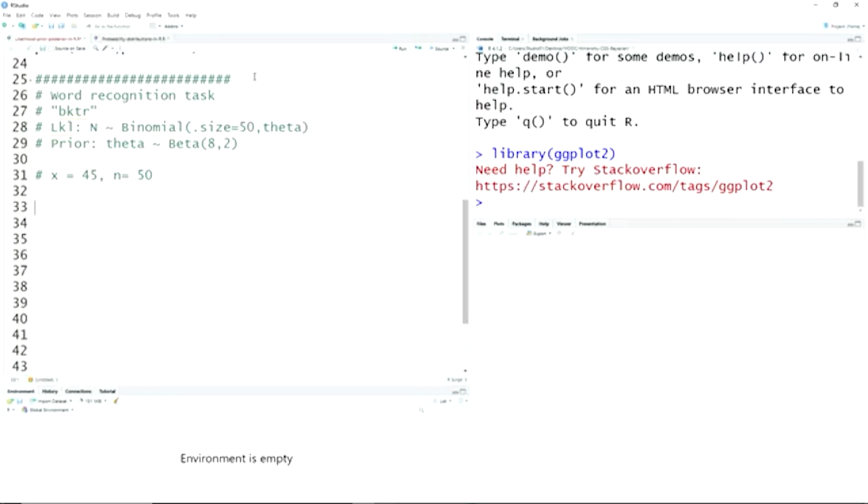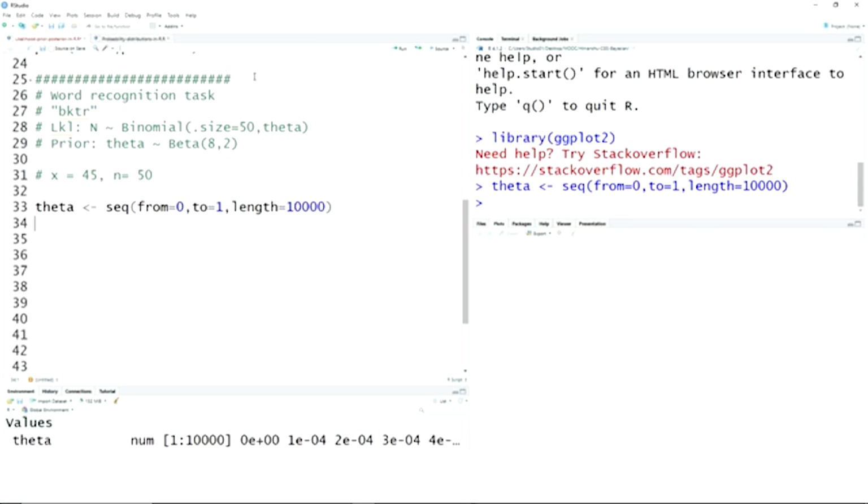So one method is this, that I can create a vector of theta. You know that theta could be anywhere between 0 and 1. So let me take a lot of values of theta from 0 to 1. How many? That you can decide on your own. Let's say 10,000. You can take even more.